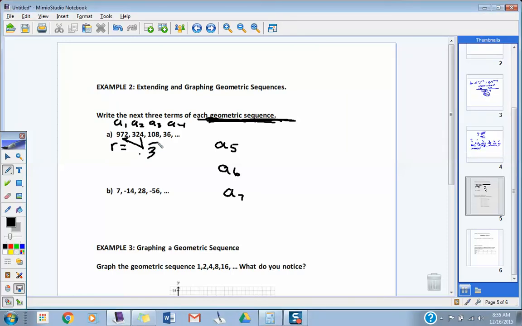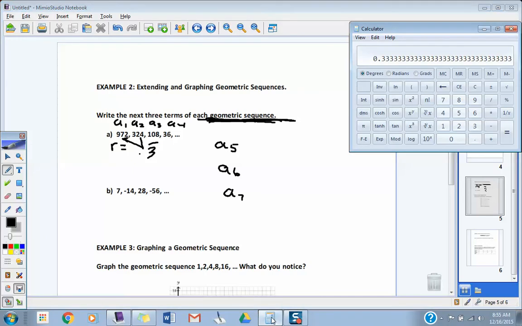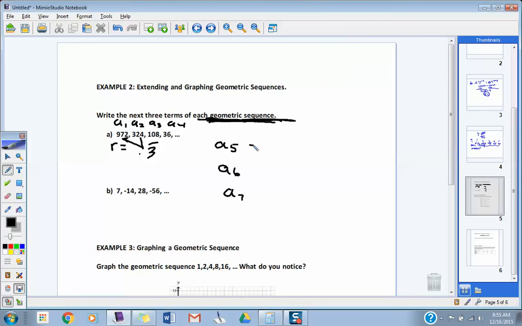Watch what I do here. Grab my calculator. What was term 4 again, guys? What was term 4? 36. So we're going to take 36 times 0.3 repeating. Watch what happens. What do I get? 12. That's the same as 36 divided by 3, isn't it? Okay, so term 5 has to be what value? 12. Take term 6 and divide it by 3 again. Or I'm sorry, take term 5 and divide it by 3 again. What's 12 divided by 3? 4.